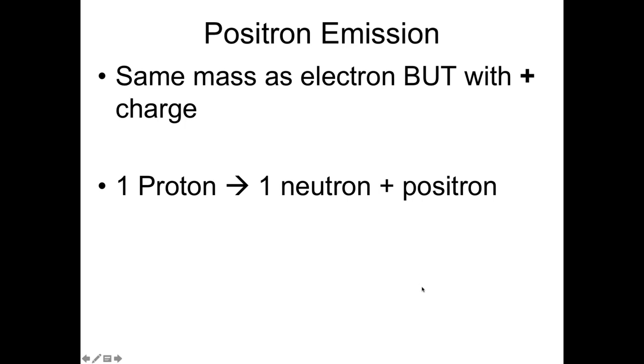So with positron emission, it's the same mass as an electron, but with a positive charge. So basically, you'll have a proton that is going to turn into a neutron and give off a positron. So the atomic mass is going to be the same, the atomic number is going to go down by 1, and you're going to have a positron that's going to be emitted. So carbon, which has 6 as its atomic number, undergoes positron emission. One of those protons is going to change to a neutron, and so 6 minus 1 gives us 5, which then makes it boron. And so that's what's going to happen there.